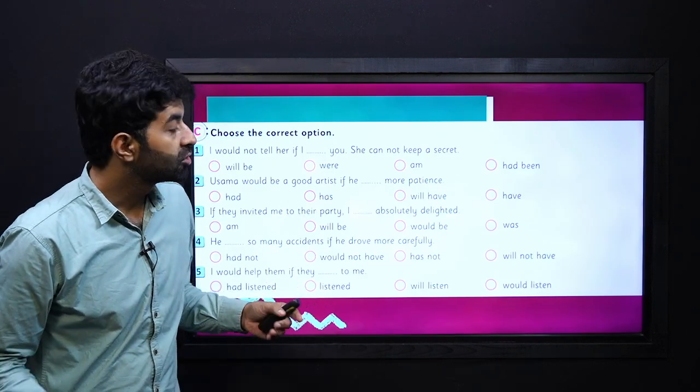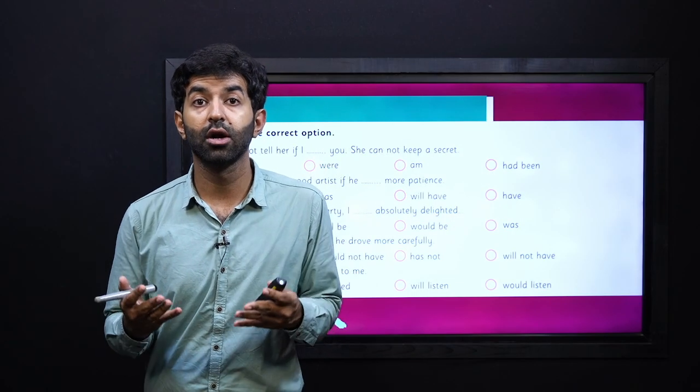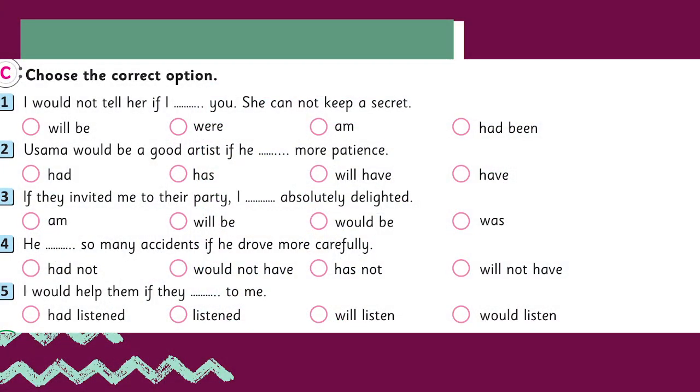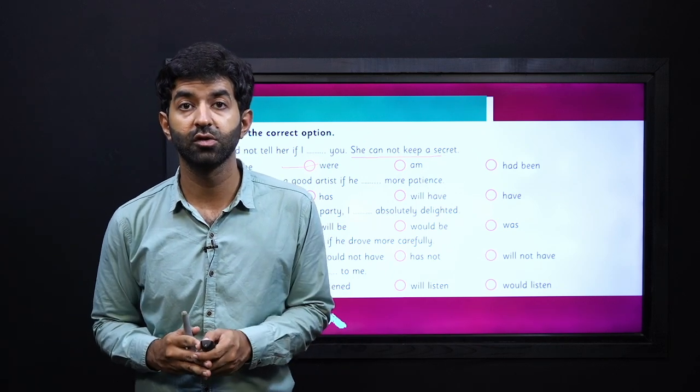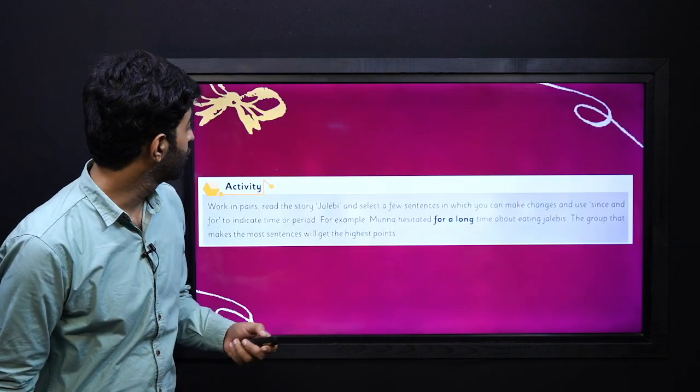Now, students, as a classroom activity, what you're supposed to do is practice your learned concept. You can solve this and find the correct answer. I will not tell her if I were you. She cannot keep a secret. So this implies a condition that you have to find out by yourself. You can pause the video, do this activity, and we can move forward.